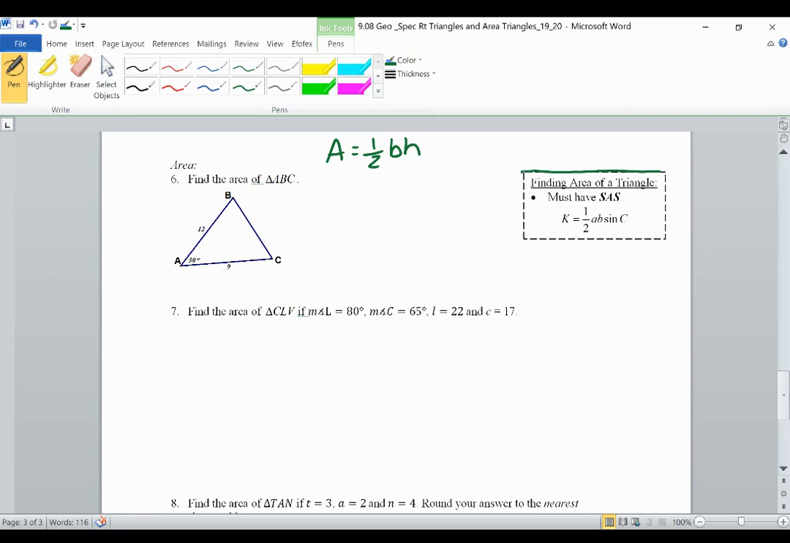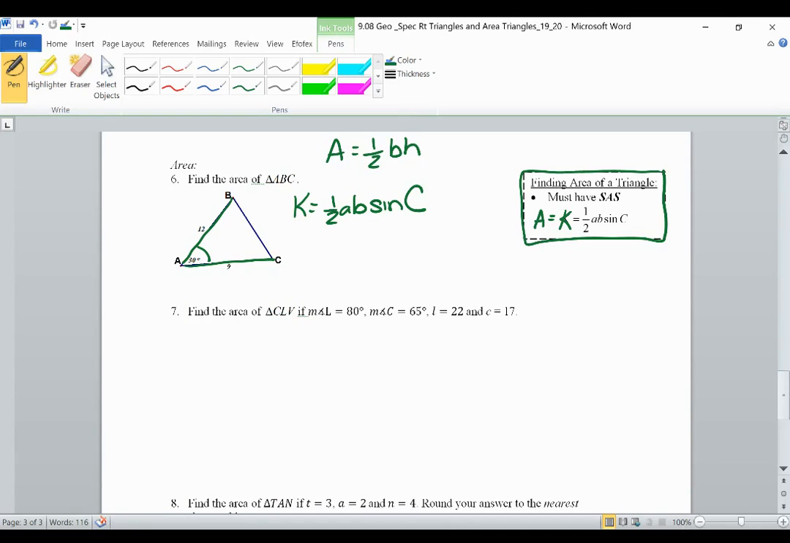To find the area of a triangle, you can also use this formula. They use a K, but if you use an A, that's fine too: 1/2 ab sine of angle C. In order to use this, you have to have side angle side, meaning you have to know two sides and the included angle between them. Right here, we know the two sides are 12 and 9, and the included angle between them is 30 degrees. So I have side angle side, so I can use K equals 1/2 ab sine C. Remember, lowercase letters are the lengths of sides. Capital letters are angles.